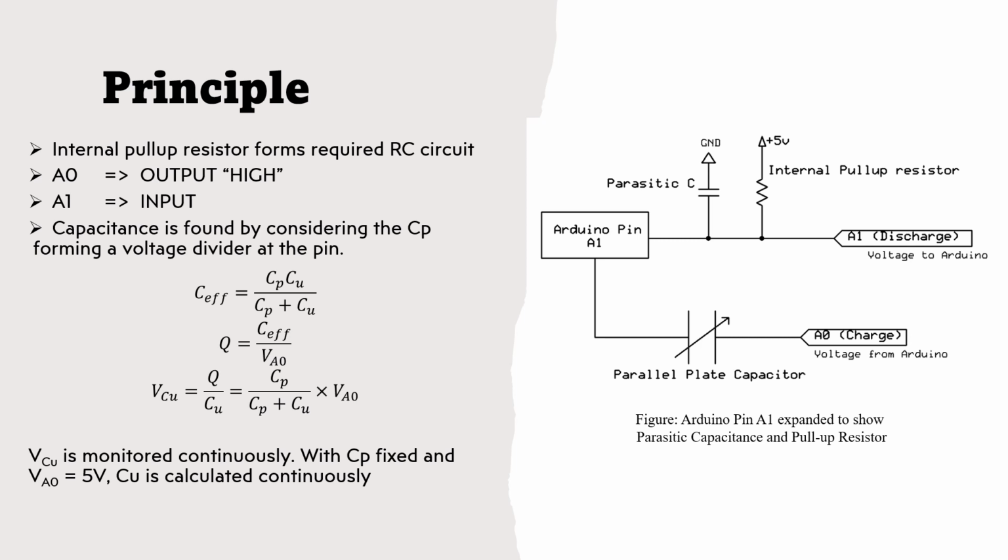So based on the catheter, whenever there's a flow through the catheter, the parallel plate capacitor would change its capacitance, so Cu would change slightly. And since VCU is being monitored constantly, we'll be able to monitor the change in capacitance through Cu as well.